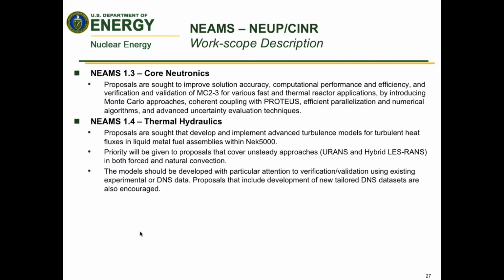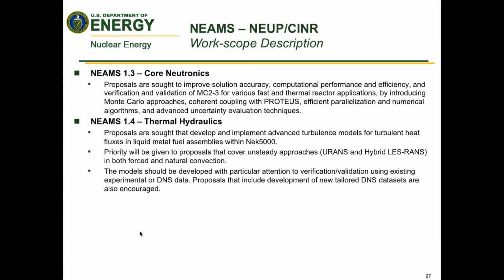How many projects do you anticipate funding in NEAMS 1.1? That's an interesting question. It's hard to say. I hate to give you that answer, but we typically have been able to award 5 or 6 projects per year, and that can change, but that's a typical range.